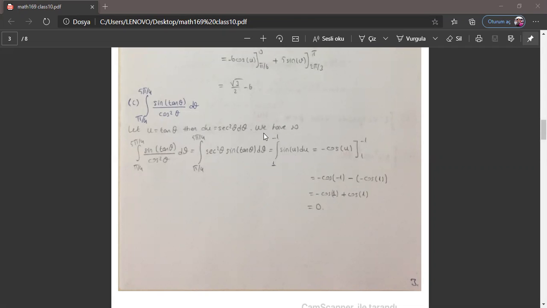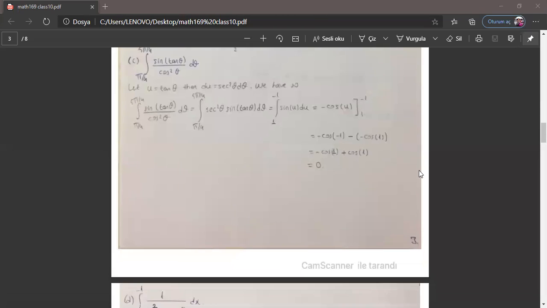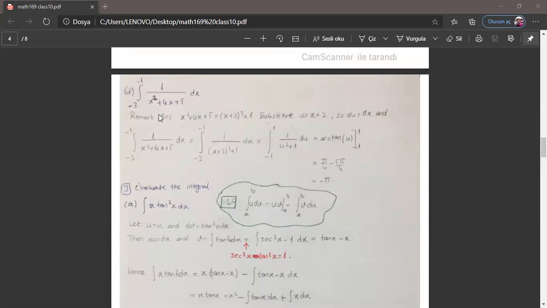We change the boundaries. If we plug theta equals pi over 4, then we obtain 1, and if it's equal to 5 pi over 4, we get minus 1. So we have this minus cosine u from 1 to minus 1. We plug them and subtract. So for this part, it should be first with t, sorry, it's t.